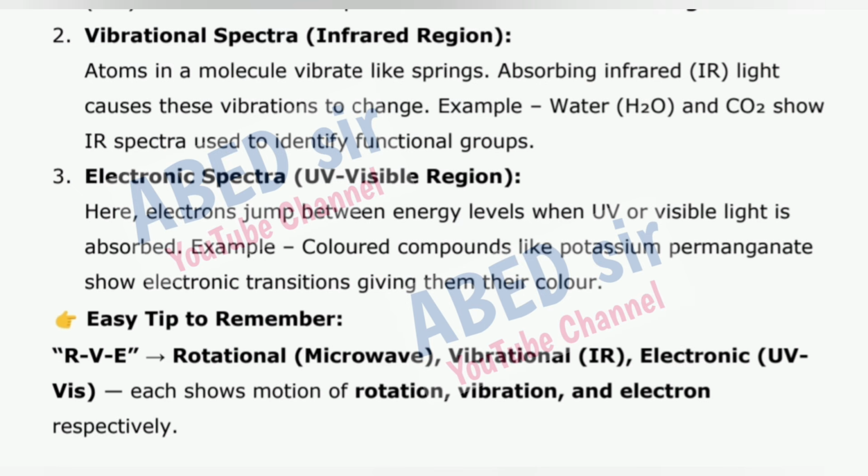3. Electronic spectra, UV visible region. Here, electrons jump between energy levels when UV or visible light is absorbed. Example: colored compounds like potassium permanganate show electronic transitions, giving them their color. Easy tip to remember: RV, rotational, microwave, vibrational, IR, electronic, UV-vis, each shows motion of rotation, vibration and electron respectively.